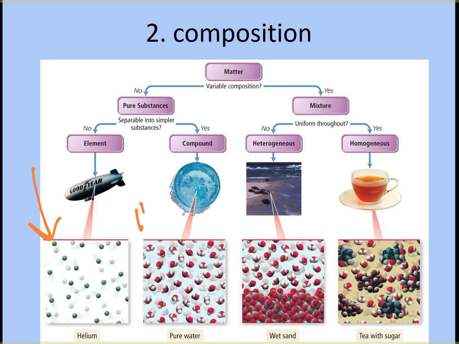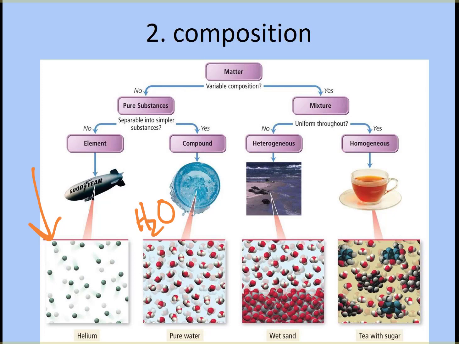So we see water here again. We have two hydrogens and one oxygen bonded together. Through physical processes, you cannot separate the hydrogen from the oxygen in the water molecule. So a compound is classified as a pure substance because I have the same grouping. These are all H2Os all together.